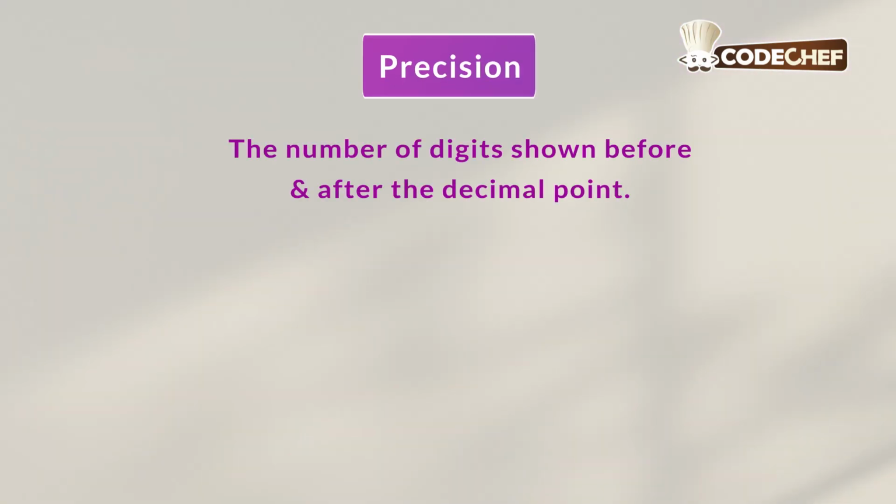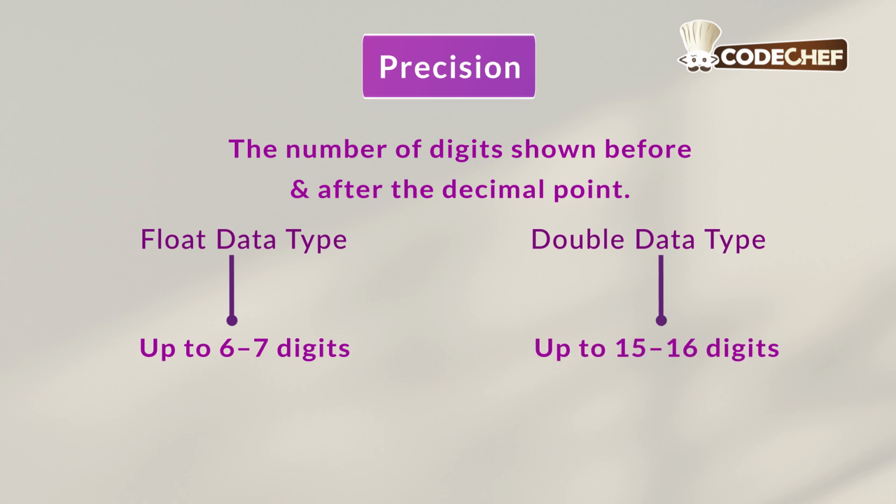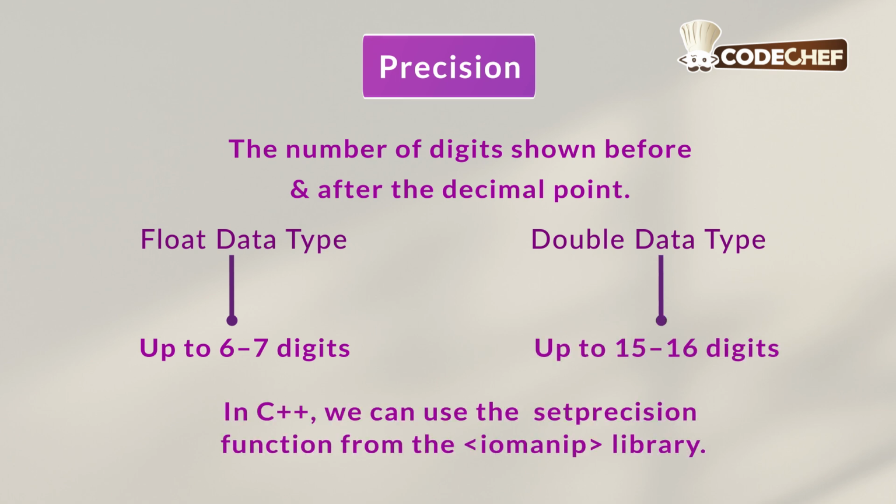Now here we have a new concept, that is precision. Precision means the number of digits shown before and after the decimal point in a number, and the precision for float data type is up to 6 to 7 digits, while the precision for double data type is up to 15 to 16 digits. In C++, we can use the set precision function from the IOmanip library to control decimal output in C++.